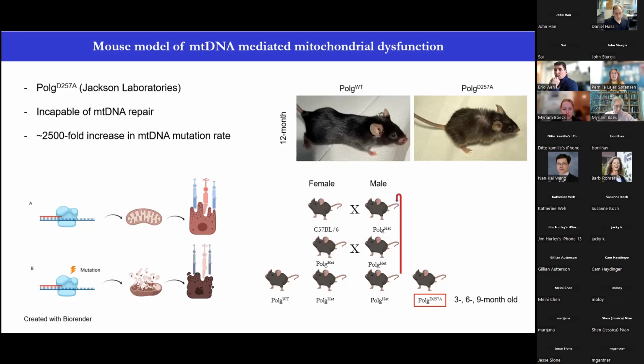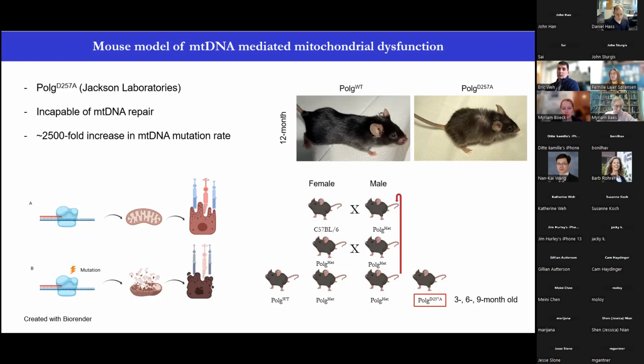But what's really great is that it's never been used in retinal-related studies. 12-month-old mice that are positive for this mutation display graying hair and a number of other general phenotypes that represent aging. And as we all know, mitochondrial DNA is solely inherited from your mother. So this makes breeding these mice a little tricky. We don't want to introduce any mutation burden at birth.